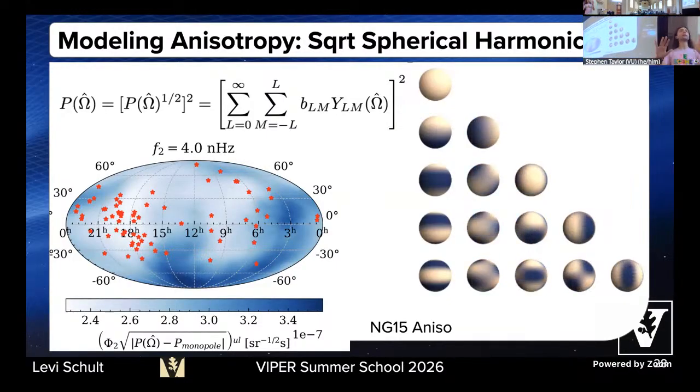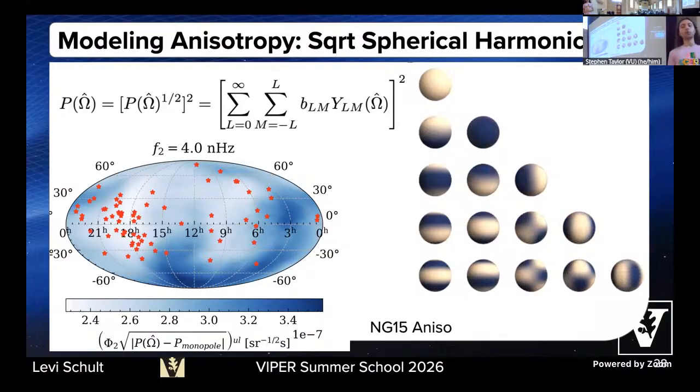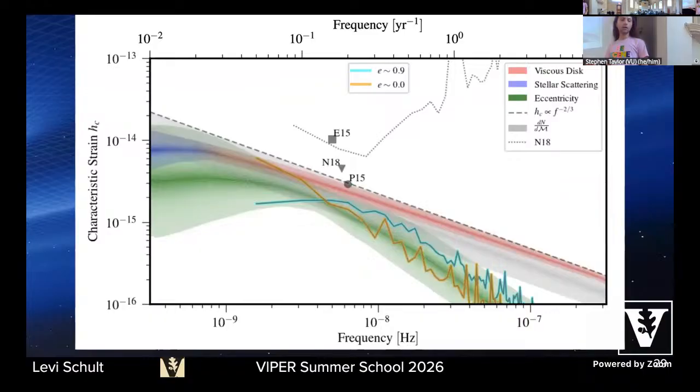Also, all of these things are applicable to the frequentist case, but I have a lot more experience in the Bayesian case. So if you want to talk about frequentist anisotropy searches, Kyle, as with many things, is the expert to go to. So yes, square root spherical harmonics, still struggling with the number of parameters.